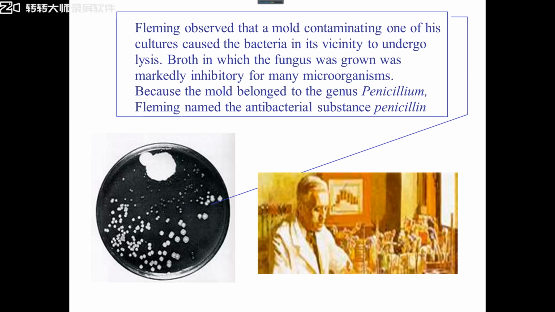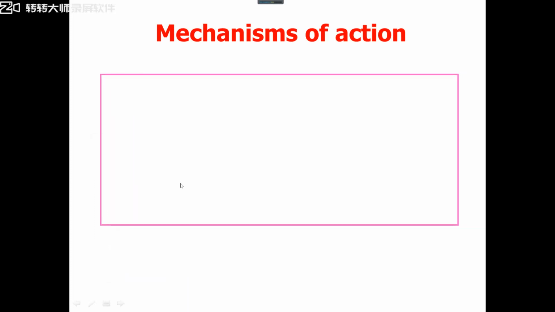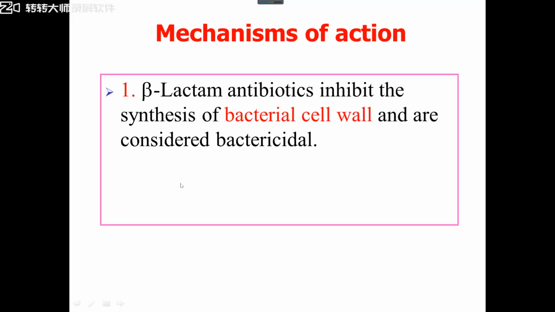So Fleming named the antibacterial substance penicillin. It was the first antibiotic used in clinic, and especially used in World War, saving lots of lives. Penicillins and cephalosporins share the same mechanism. In fact, we call them beta-lactam antibiotics. Beta-lactam antibiotics inhibit the synthesis of the bacterial cell wall and are considered bactericidal agents.